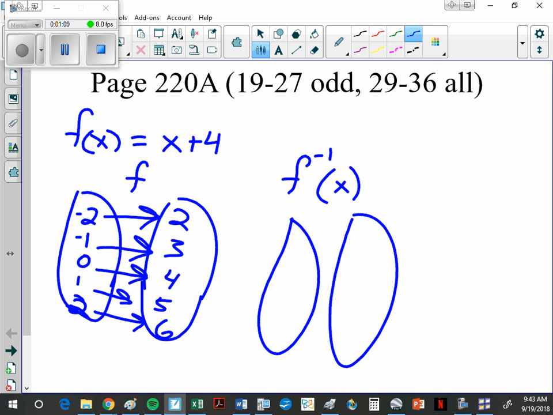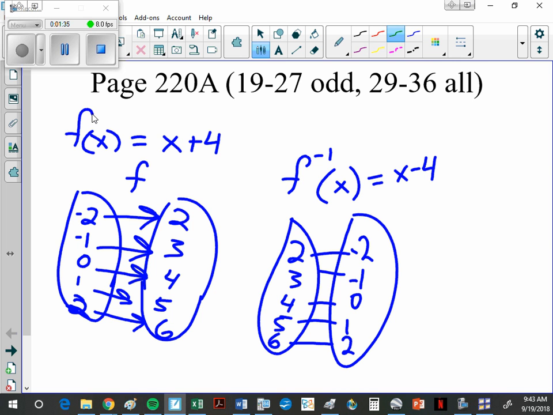What does f inverse do? Well, it does the exact opposite. If I had 2, 3, 4, 5, and 6, then that's going to be connected to negative 2, negative 1, 0, 1, and 2. Right? What would the equation of f inverse of x be? It would be x minus 4.